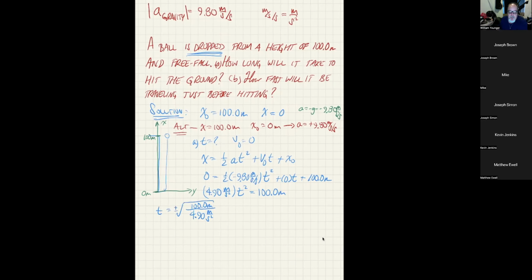to see in action, because to divide meters by meters per second to the 2 power, I just flip over the meters per second squared. That becomes second squared per meter times a meter. And I'm going to choose the positive time because negative time makes no sense. So I'm going to say t is equal to positive square root of 100.0 over 4.90 seconds squared.